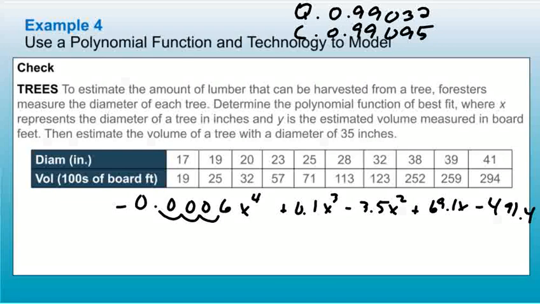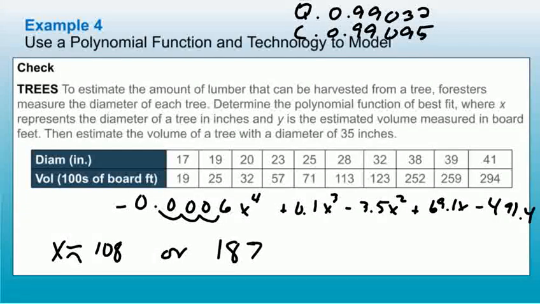Now, if we were to put 35 in for x here, you would get roughly 108. But if we put it exactly on the calculator, you'd have about 187. But either way, that would be acceptable if you use this formula, or if you use the exact formula on your calculator, then you would get 187. That is our lesson on graphing polynomial functions.